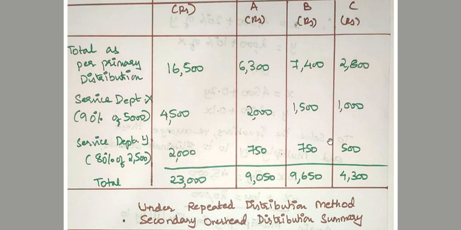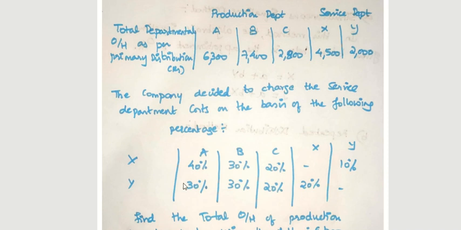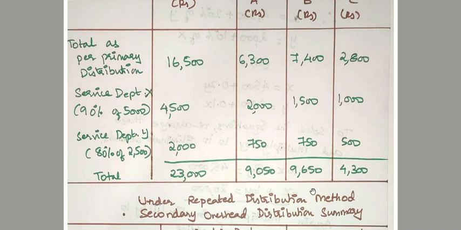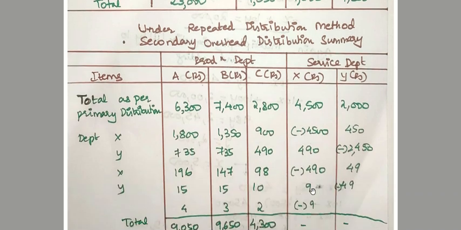On what percentage are we apportioning this? It is based on 30, 30, 20. So 750, 750 and 500. So now if you total up, you will get 23,000, 9,050, 9,650 and 4,300.